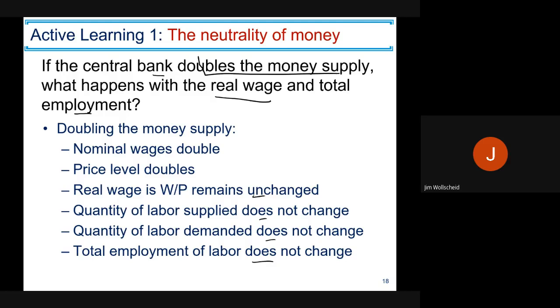Real wage is the same. So if real wage doesn't change, labor supply and labor demand don't change. We're still at the same point we were before, and total employment doesn't change. My paycheck got bigger, but so did the cost of everything else. So in reality, I'm even.